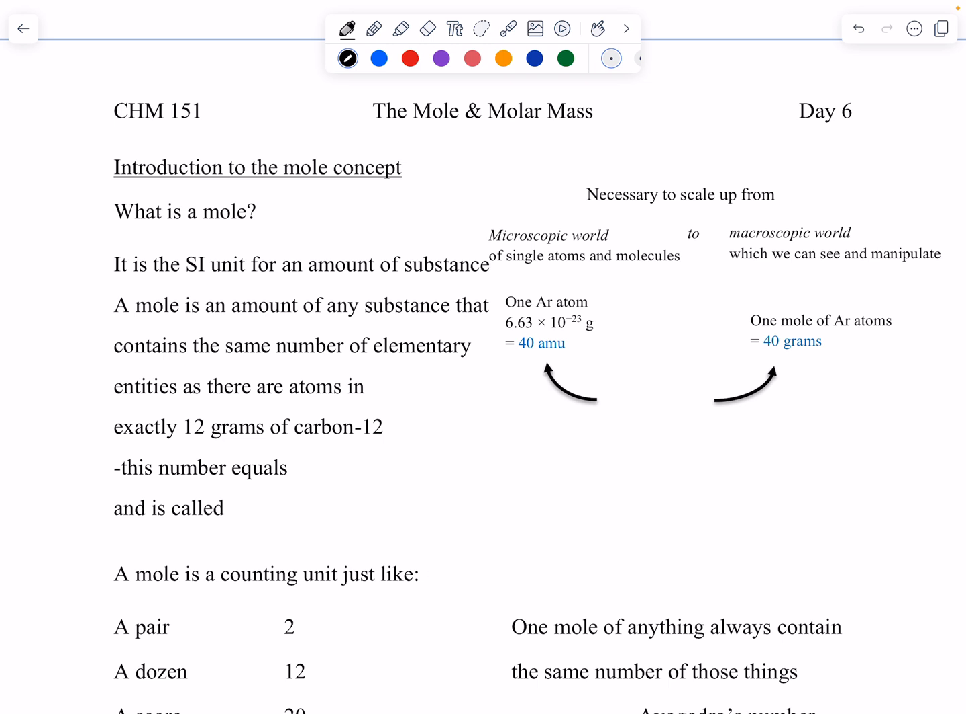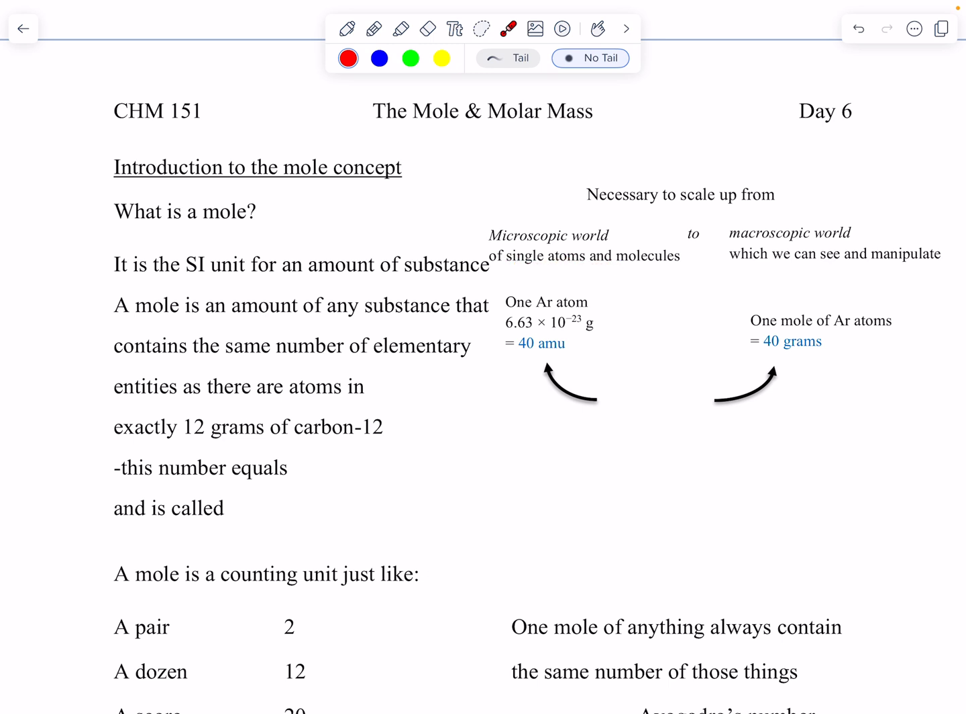All right, so the mole. The mole is the SI unit of substance. We need the mole because we live in the macroscopic world, right? And we can see these things. We can see grams of things and kilograms of things. However, we're measuring single atoms and molecules in the microscopic world, which we can't see.